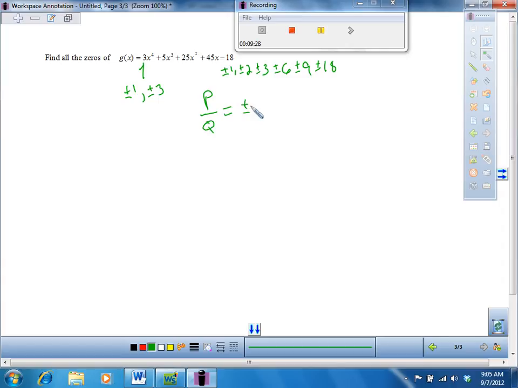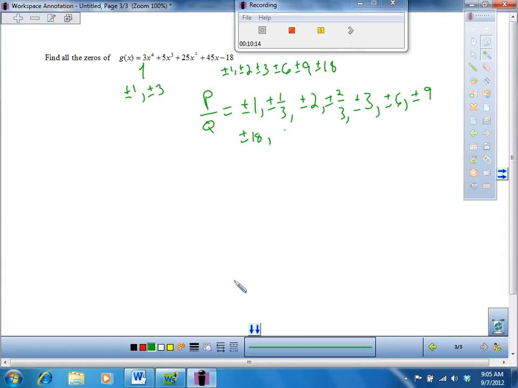So the p's over the q's are plus or minus 1, plus or minus 1/3, plus or minus 2, plus or minus 2/3, plus or minus 3, plus or minus 3 over 3, which is 1, which we already have, plus or minus 6, 6 over 3 we already have, plus or minus 9, 9 over 3 we already have, plus or minus 18, 18 over 3, which is 6, which we already have. Do you understand where I get those from?